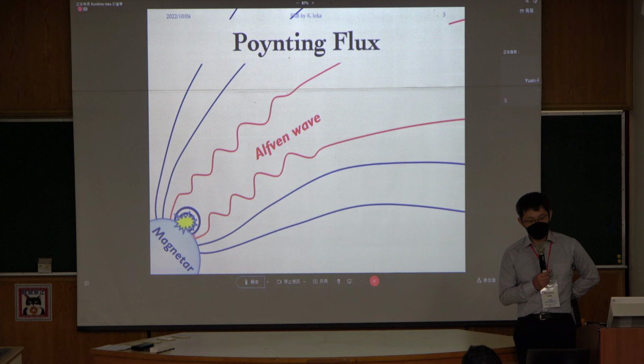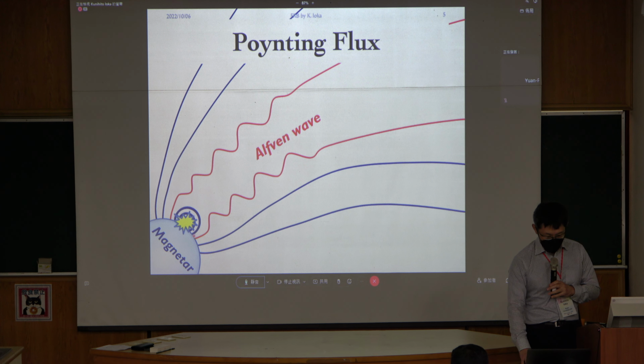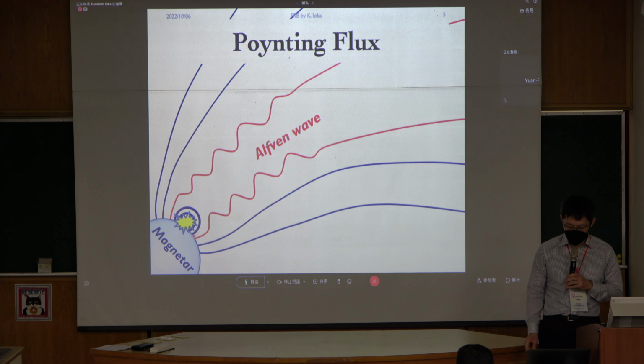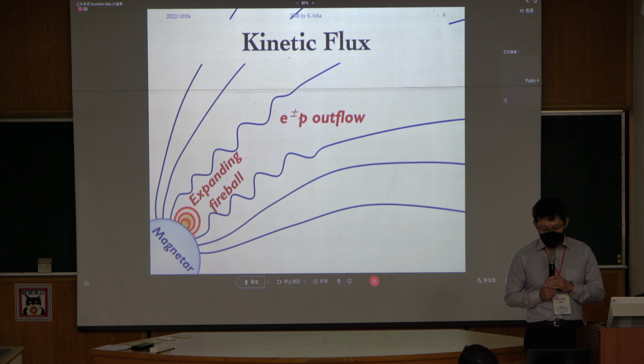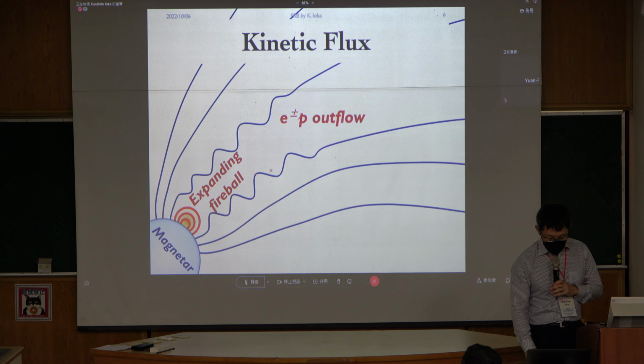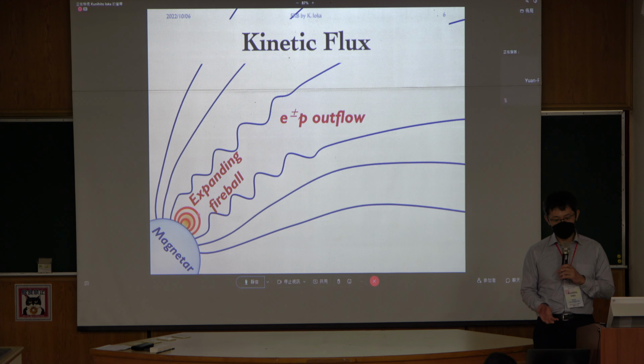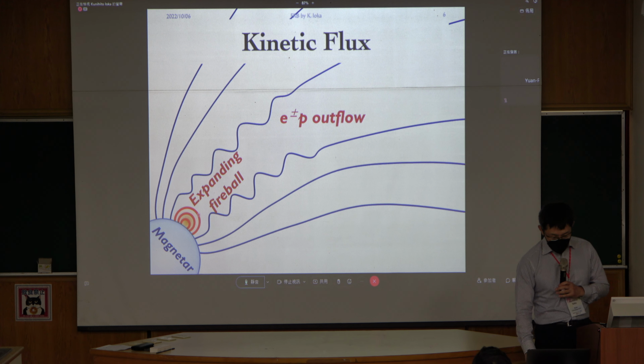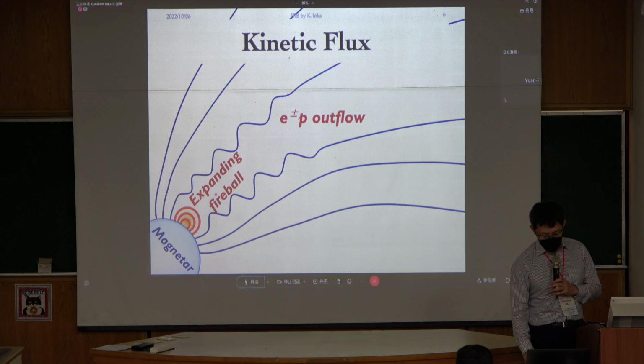One of the mechanisms is the Poynting flux. This is frequently discussed, and I will mention it later in my talk. The other way to transfer the energy is kinetic energy, and this is a kind of fireball model. If thermal energy is generated near the surface of the neutron star, it creates a fireball. Thermal energy creates electron and positron pairs, which can expand by their own pressure, converting the thermal energy into kinetic energy. The kinetic energy can transfer the energy from the surface of the neutron star outward.